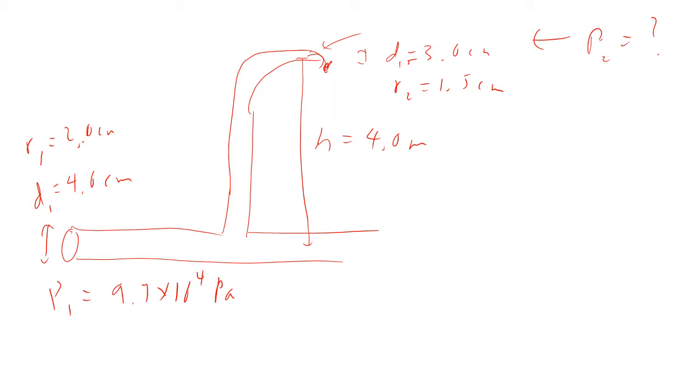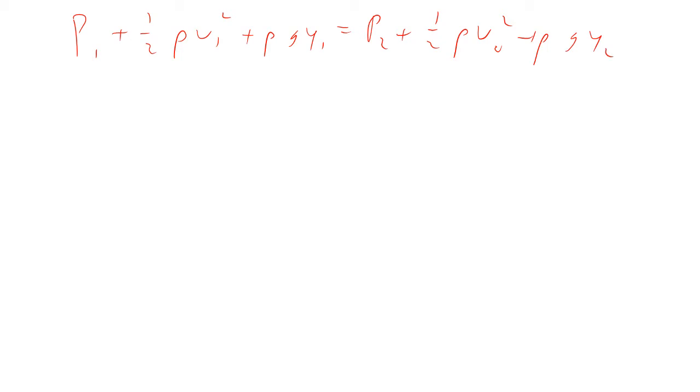So we think about it and we say, okay, Bernoulli equation. P1 plus 1/2 rho V1 squared plus rho G Y1 equals P2 plus 1/2 rho V2 squared plus rho G Y2. Water's not flowing, so those velocity terms are zero. We've put our origin at the bottom, and so P2 is going to be P1 minus rho G Y2.